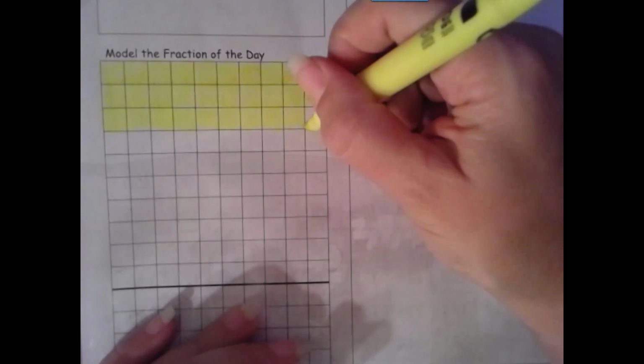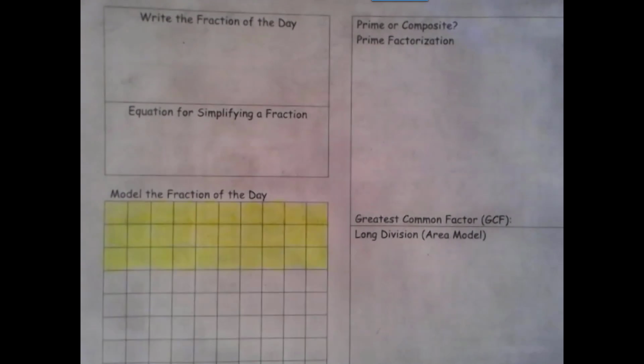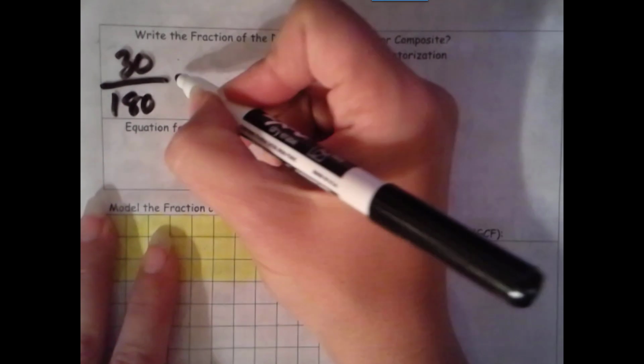Let's fill this in. All right. So our beginning fraction, 180, is our total amount of school days. We're on day 30.